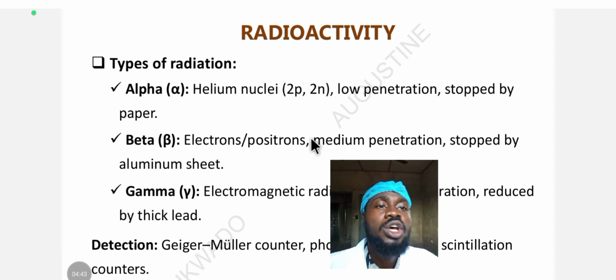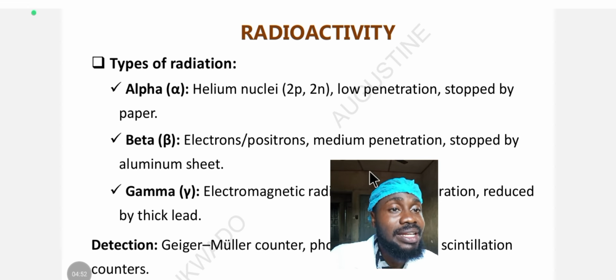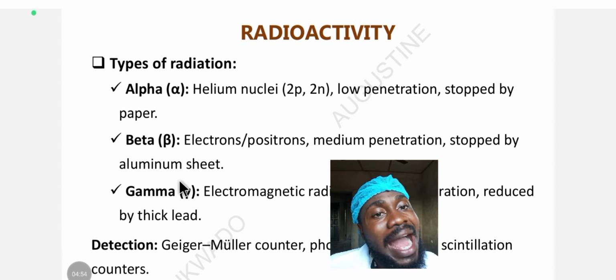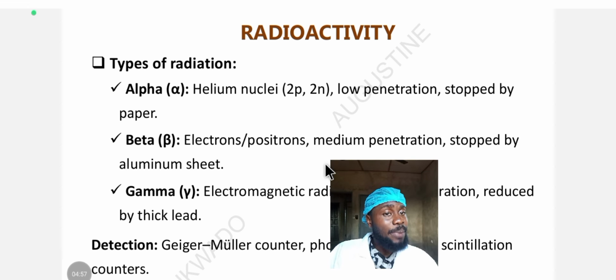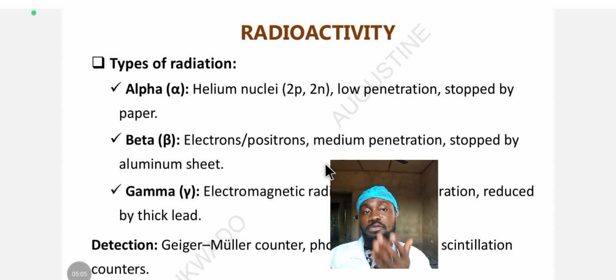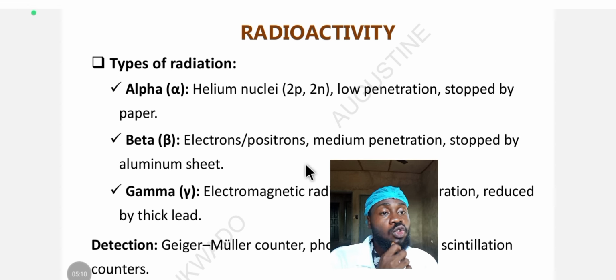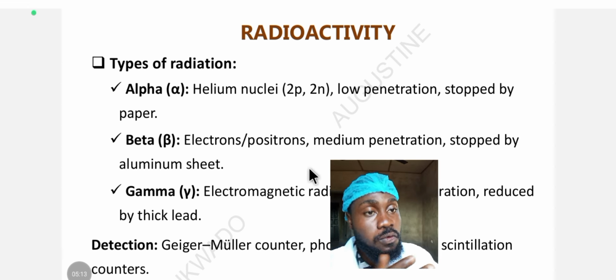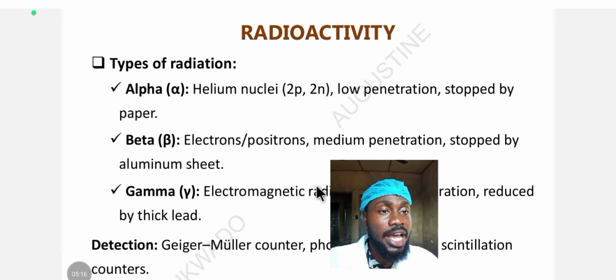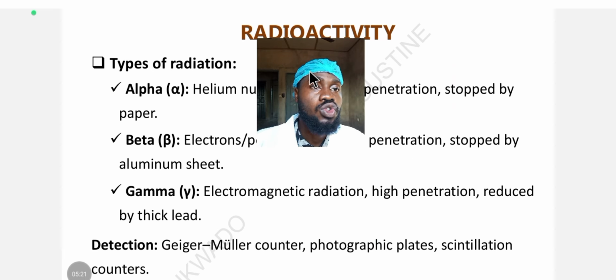Beta radiation has a medium penetrating power. They both penetrate, but at least beta penetrates past alpha. It can be stopped by aluminium sheets. It cannot be stopped by paper. If beta particles come at your face and you put paper, they will bombard your whole face. Only alpha can you block with paper. For beta particles, you can't block them with paper, but you can use an aluminium sheet to stop them.